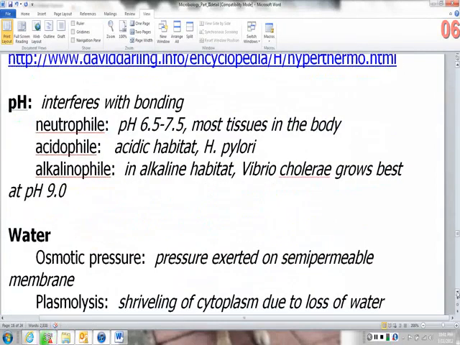The pH can affect the type of microbe growth because it can interfere with chemical bonding. Neutrophiles grow in a pH range of 6.5 to 7.5, which is also the pH range of most tissues in the body. The acidophiles like an acidic habitat, like the Helicobacter pylori found in the stomach. Alkalinophiles thrive in alkaline habitats. The Vibrio cholerae, causing cholera, grows best at a pH of 9.